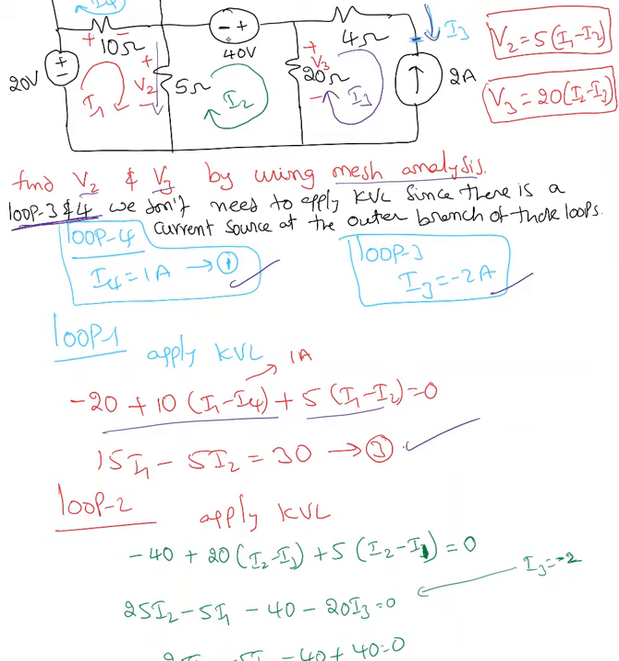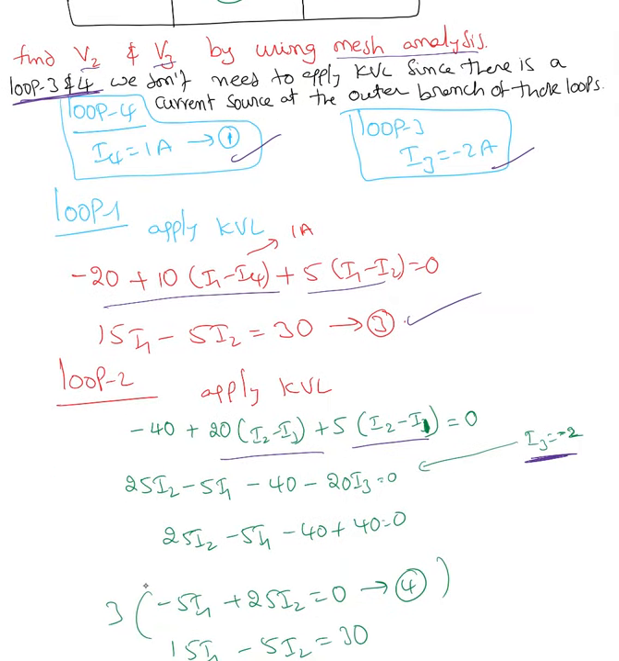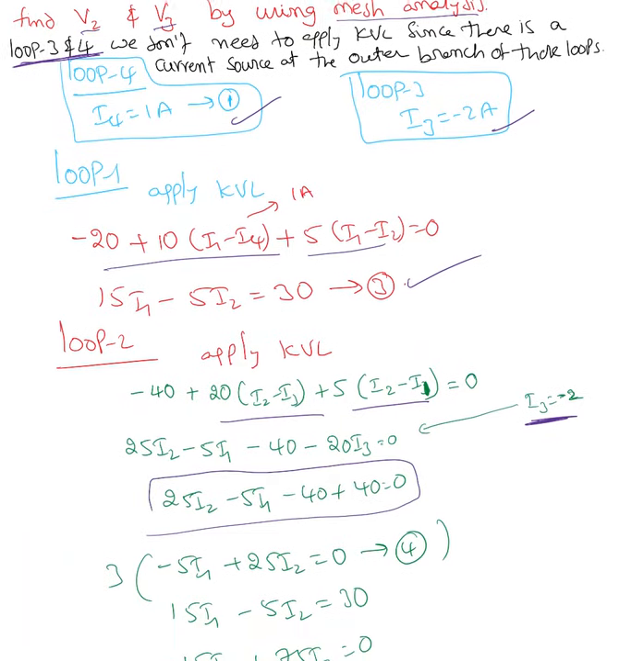Same way, loop 2, also apply KVL. If I apply KVL, minus 40, I'm going in this direction, so I'm entering the negative terminal, so that's a negative. Again, we need to assign positive and negative signs. I forgot to indicate. So minus 40 plus 20(I2 minus I3) plus 5(I2 minus I1) equal to 0. So I know I3 equal to minus 2. I substituted that, end up with 25 I2 minus 5 I1 equal to 0. Minus 40 plus 40 equal to 0.